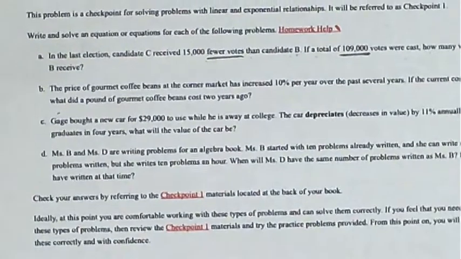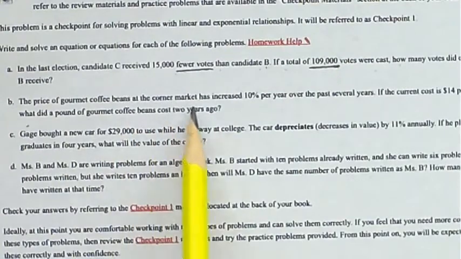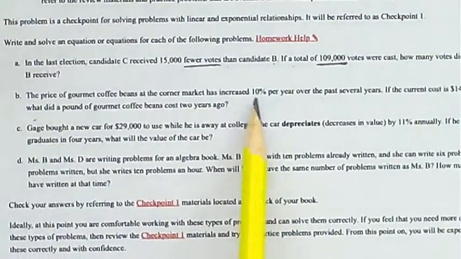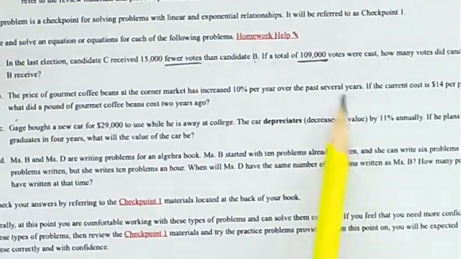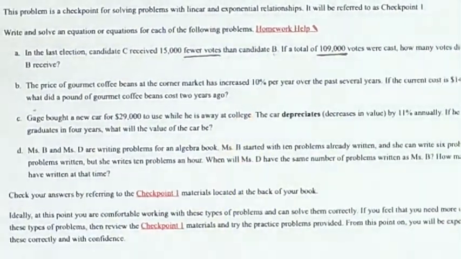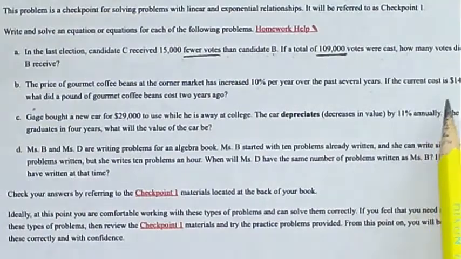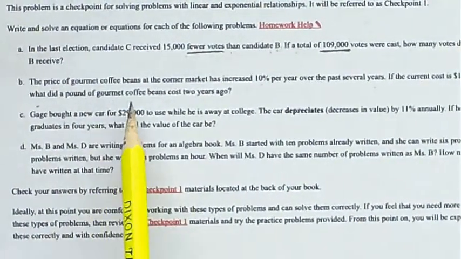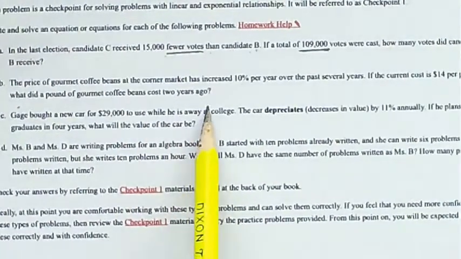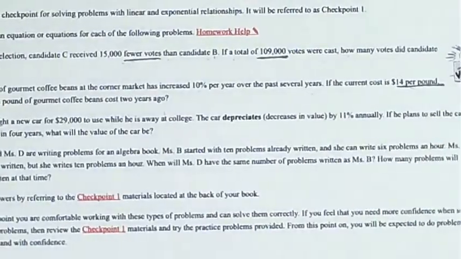Okay, our next question says that the price of gourmet coffee beans at the coffee market has increased 10% per year over the past several years. So when you see something with a percentage, that usually means you're dealing with exponentials. If the current cost is $14 a pound, what did a pound of gourmet coffee beans cost 2 years ago? Okay, so currently $14 a pound.